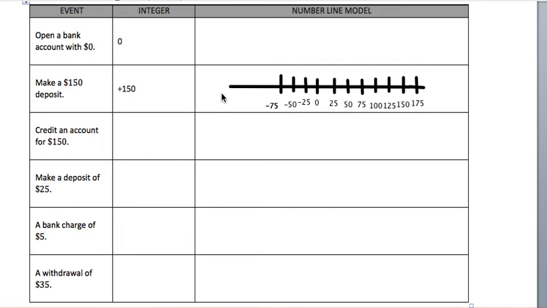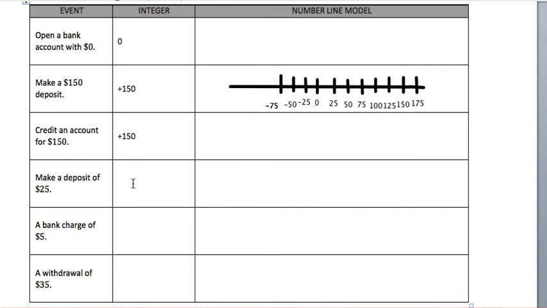Moving on next, to credit an account for $150 is to increase 150. I want to point out that making the deposit and crediting the account are the same event. The deposit is what Tim is doing. He's physically taking the $150 and depositing it with the bank, giving it to the bank. The bank is crediting the account. So it is the same event, and it does not increase another 150. You are simply showing it in these two different ways because the vocabulary is new for you.